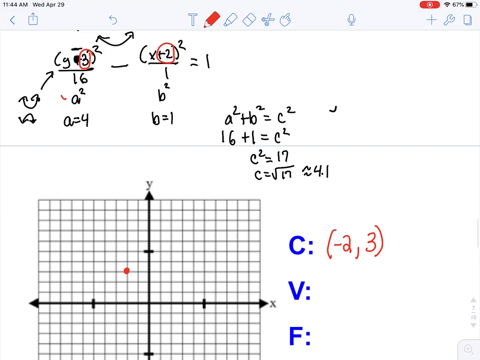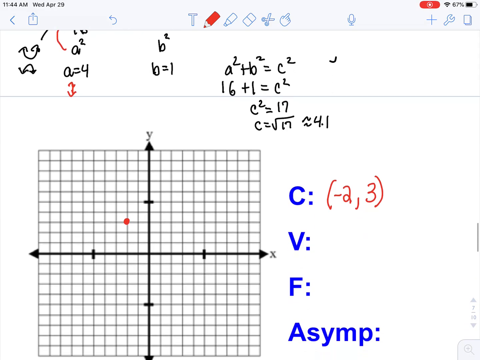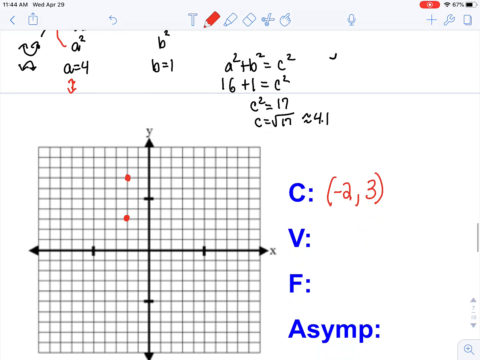Then, since my a is below the y, I'm going to go up and down 4 units. So from here, I'm going to go up 4 units and down 4 units. These are my vertex points. And right away, we can label those. They both have an x value of negative 2, but the first one is at positive 7, and the next one is at negative 1.